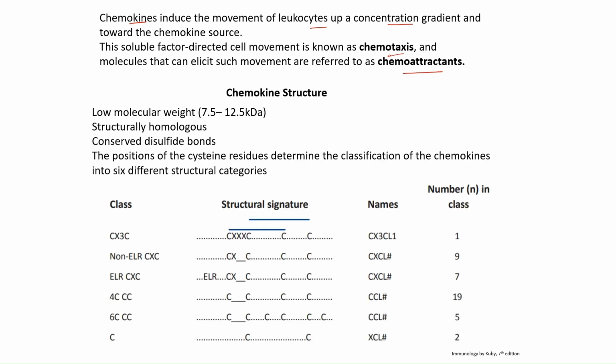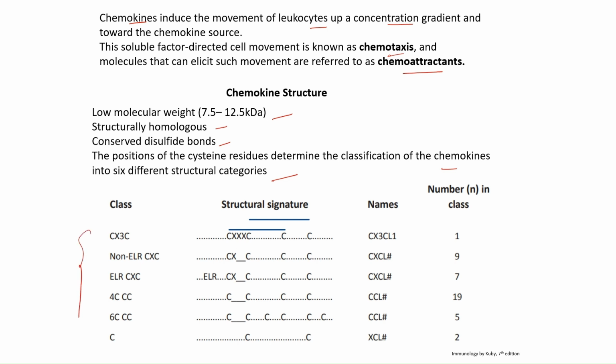Now, if we see the structure of chemokine, these are low molecular weight and they are structurally homologous. They have conserved disulfide bonds. That means these are cysteine-rich proteins. Now, the position of the cysteine residues determines the classification of the chemokines into 6 different structural categories.